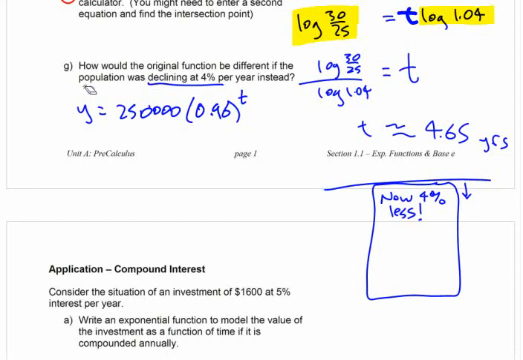We should probably be okay with function notation too. Sometimes it's going to say y equals for a function. Sometimes it's going to use function notation. If you're using p for population here, you could say p of t, population as a function of time. So just make sure you're okay with either one that you see. Are we okay with that?